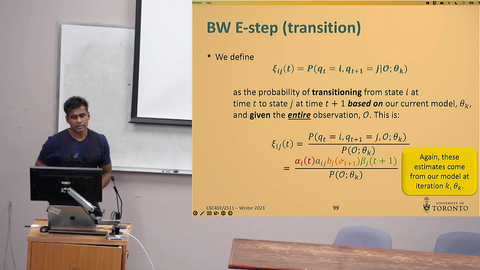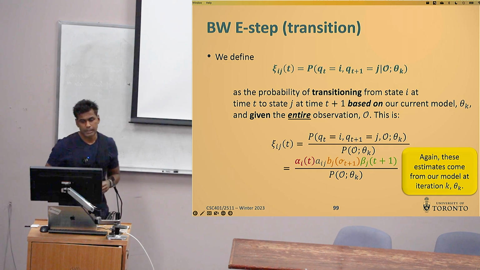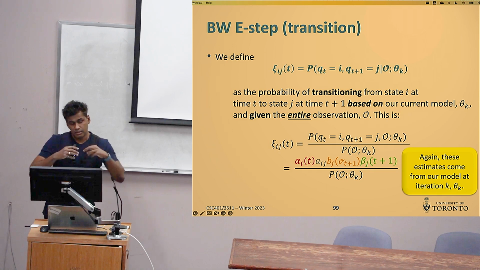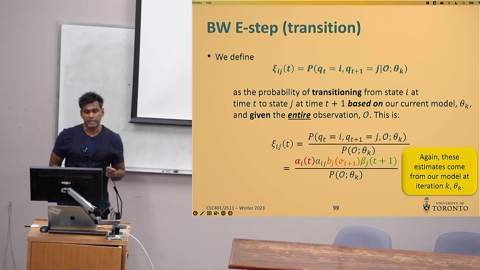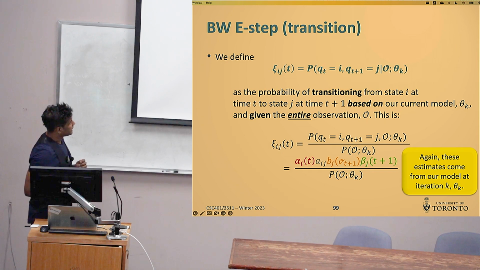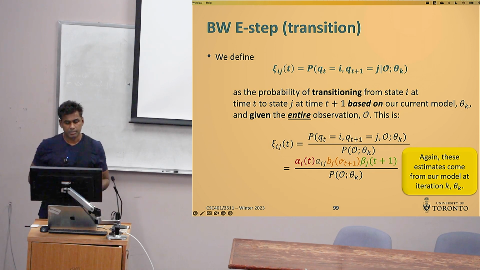Okay, and the second part of the E step is the transition step, and we have another Greek letter, xi ij, which basically says the probability of transitioning from state i at time t to state j at time t plus 1, based on our current model theta k. This is just a mathematical formalization, a decomposition using our known variables with respect to HMMs, and the denominator is just normalizing by the likelihood of the observation to make it a proper probability distribution.